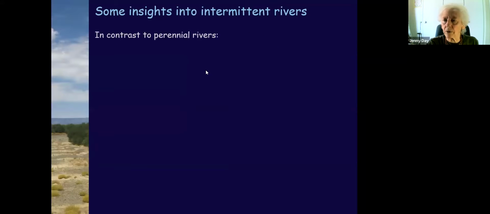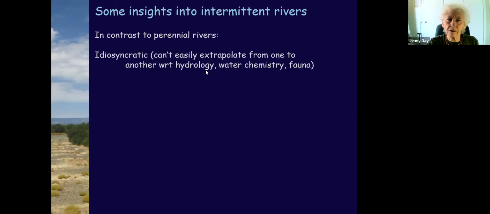Now, in contrast to perennial rivers, which we know something about, it is clear that these non-perennial rivers are actually quite idiosyncratic. It's very difficult to extrapolate from one to another with regard to hydrology or water chemistry or fauna. And that is something we've always been able to rely on when trying to manage perennial rivers. If you know what one is like, you've got a pretty good idea of how some of the others are going to behave. But with these non-perennial systems, that often is not the case.